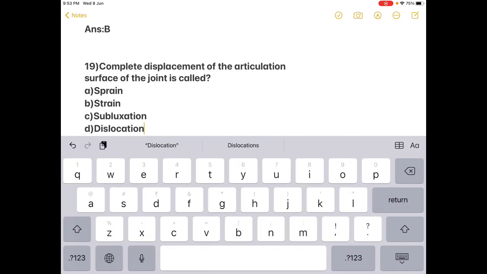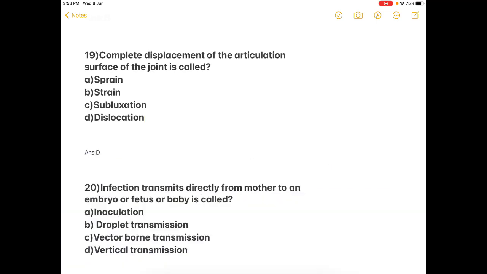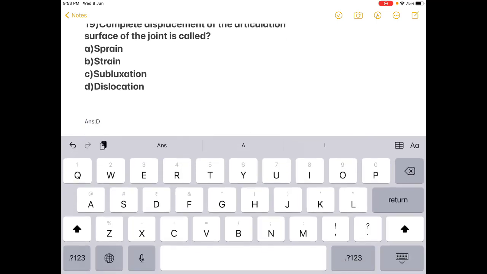Complete displacement of the articulation surface of a joint is called sprain, strain, subluxation, or D, dislocation. Correct answer here is D, dislocation.